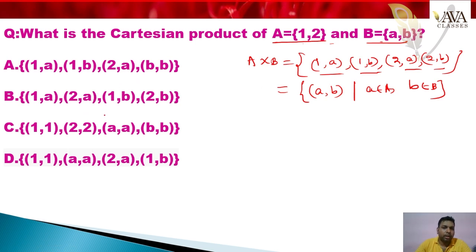Yes. The first option, (1,a), (1,b), (2,a), (b,b), is not the right option. (1,a), (1,b), (2,a), (2,b), yes. Second one is the right option. (1,1) cannot be an element. This D is also not the Cartesian product. So B is the required right option, students.